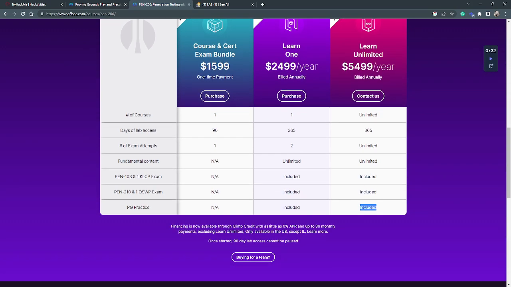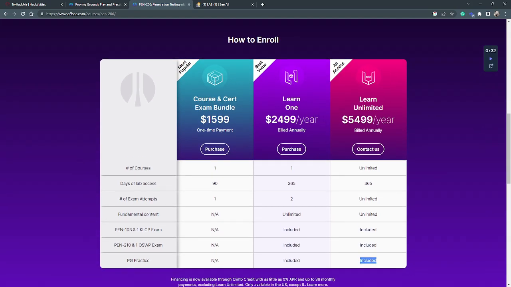Now, do that if you're a big baller. Personally, I would run with the Learn One, and for those savages out there, running with the Course and Exam Bundle. Now, why is this PG practice included in the Learn One going to be so critical? Because PG practice on its own costs $20 a month. So 20 times 12, you're going to do $240 just on PG practice. Probably not going to need that much time depending, but it's all up to the individual.